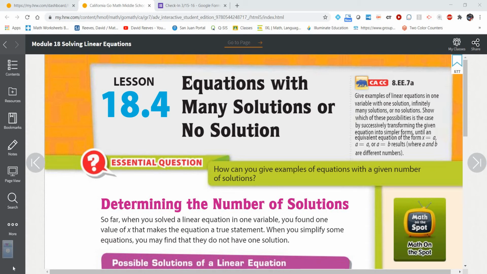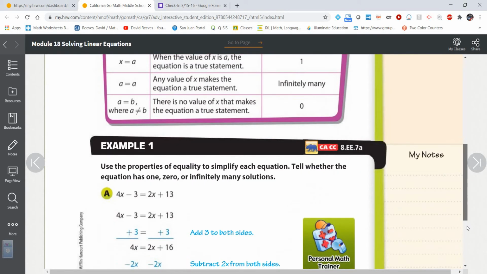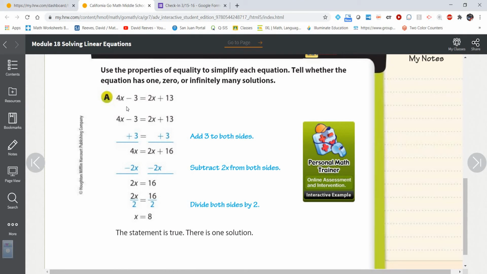Remember, what I've told you is solving an equation is finding the value of the variable that makes the equation true. So let's look at one first, like what we're used to seeing. We've got this equation right here, 4x minus 3 equals 2x plus 13. So we've got an equation with variables on both sides.